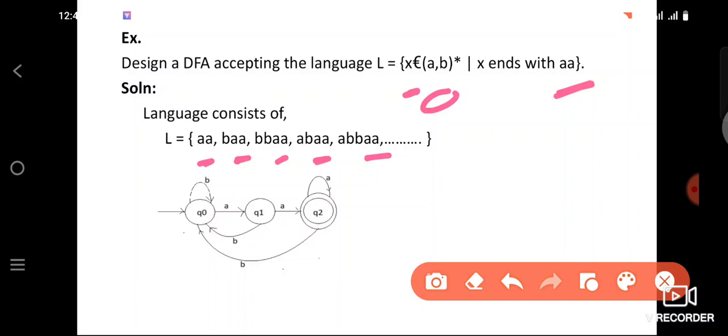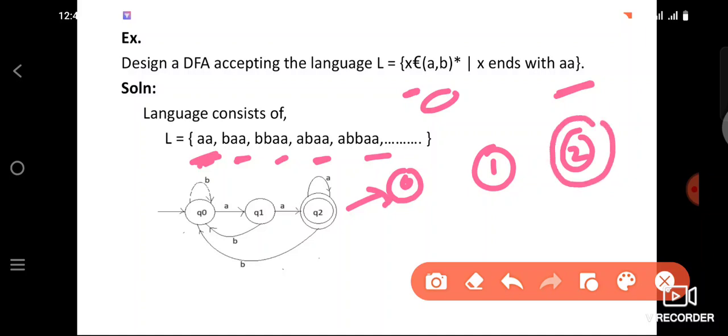First you have to add the number of states in your DFA. How to find? We'll see. First see the first string. The first string length is 2. AA, 2 symbols are present in the first string. If the length of the first string is 2, then add 3 states: Q0, Q1 and Q2. Then you have to give the transitions for the first string from the starting state to the accepting state. You have to mark the first one as the starting state, and the last one as the accepting state.